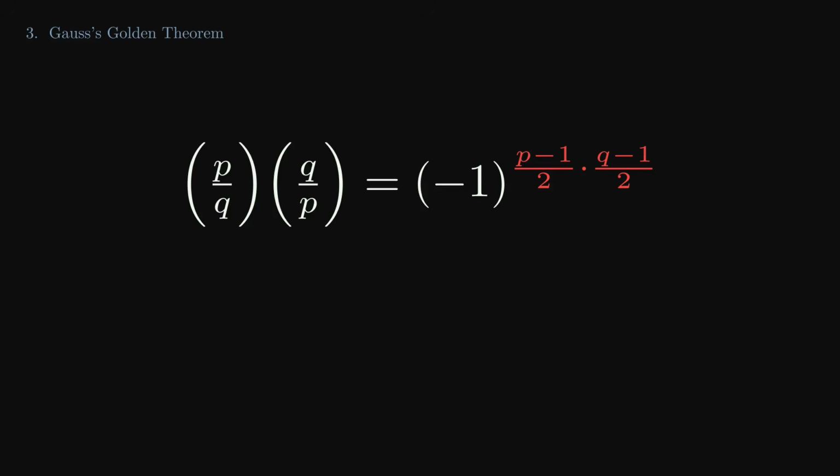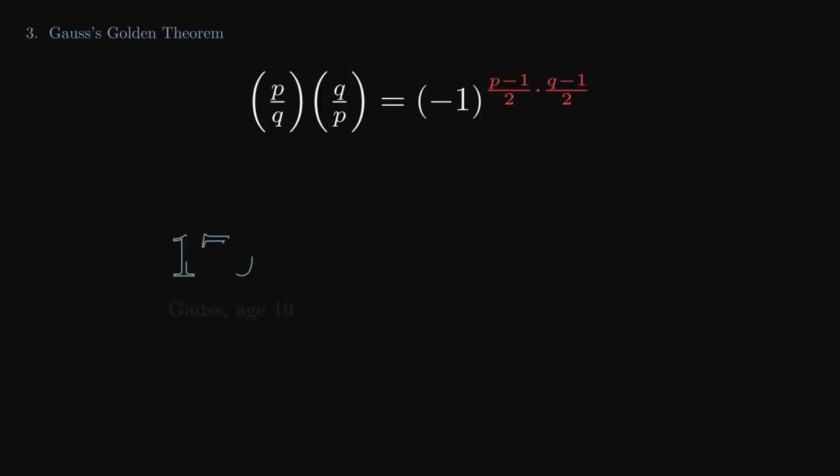Written as a product, it is even sharper. Multiply the two Legendre symbols together, and the result is -1 raised to a power. The power is half of 1 prime minus 1, times half of the other prime minus 1. If that power is even, the product is +1, and the answers match. If it is odd, the product is -1, and they flip.